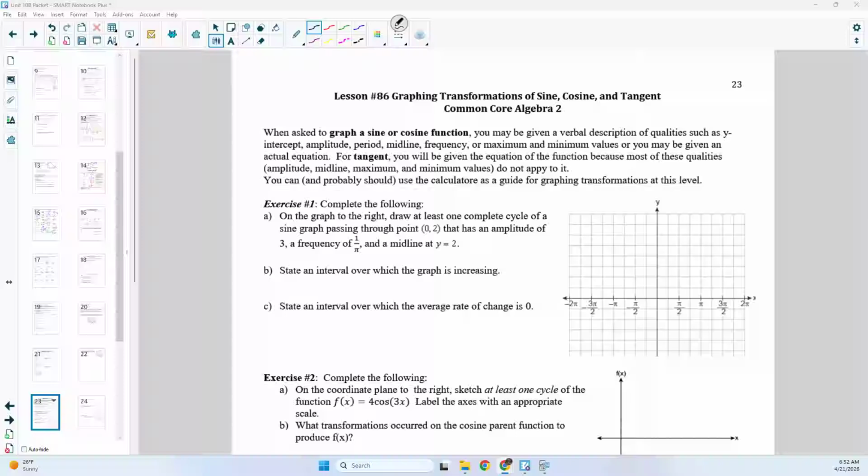In this lesson, we're going to be drawing graphs of these transformations of sine and cosine, and we're also going to bring back tangent. So when we're asked to graph a sine or cosine function, there's two pieces of information we might be presented with. We might get a verbal description with period, amplitude, frequency, midline, just different information they might give me, or we might get an actual equation.